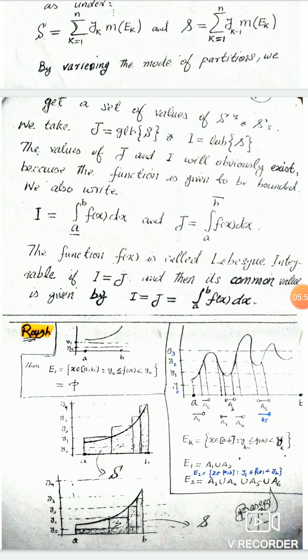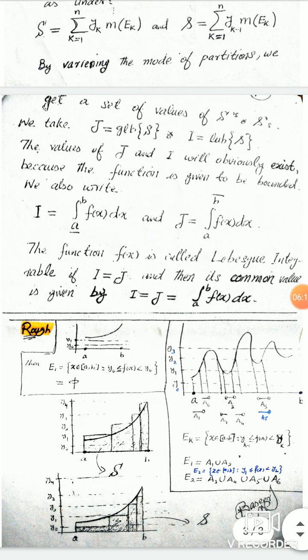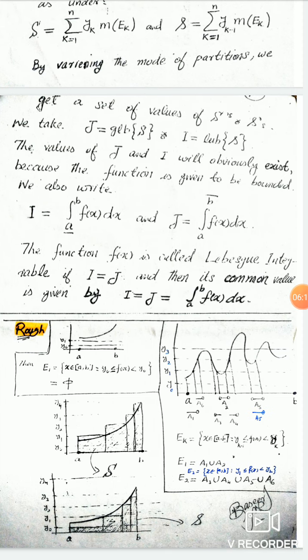The values of J and I will obviously exist because the function is given to be bounded, so there must be a value of capital J and a value of capital I. We also write I equal to the lower integral from a to b of f(x) dx, which represents the LUB of the lower sum, and J equal to the upper integral from a to b of f(x) dx. A function f(x) is called Lebesgue integrable if I is equal to J.